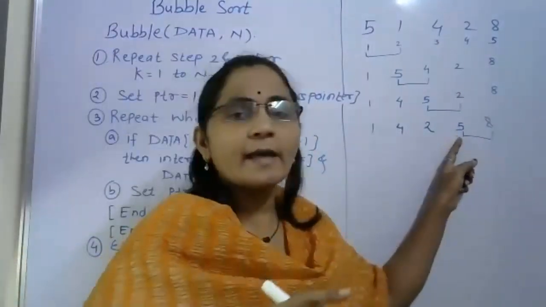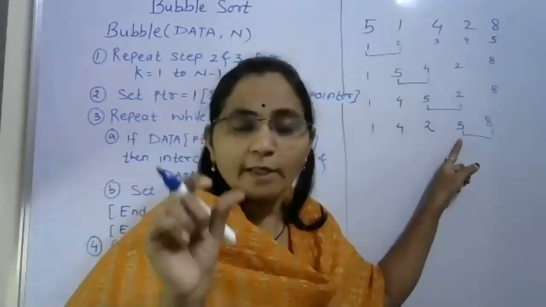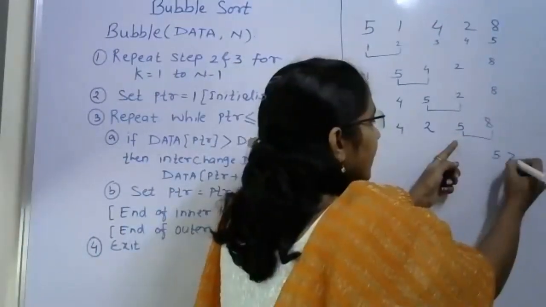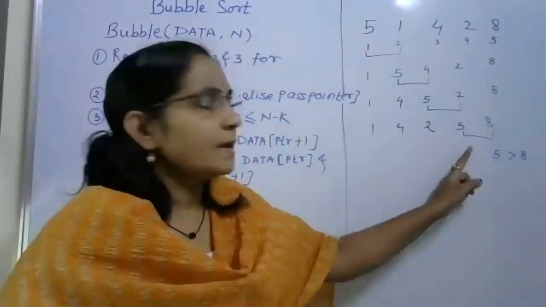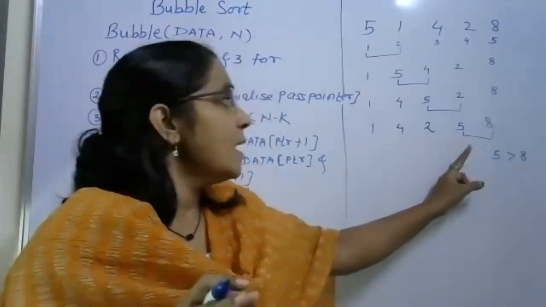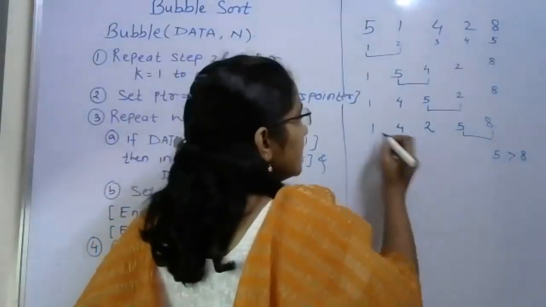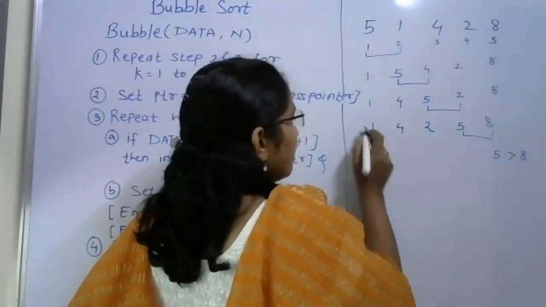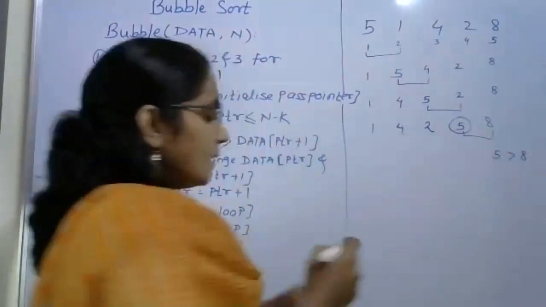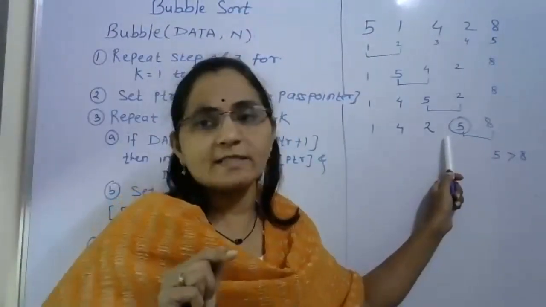Is this 5 greater than 8? No. If the first element is greater than the second element, then interchange or swap the values. But here 5 is not greater than 8, and that's why there is no swapping, no interchanging of data, and that's why the data is as it is. So finally, at the end of this pass 1, you will get the final position of 5 in the array, and that's why it is called a bubble sort.